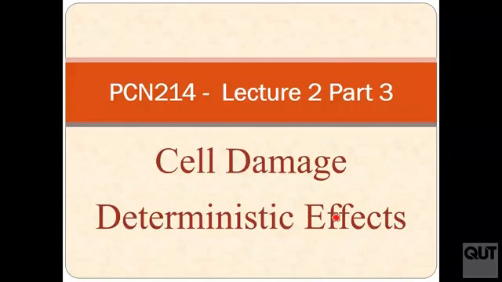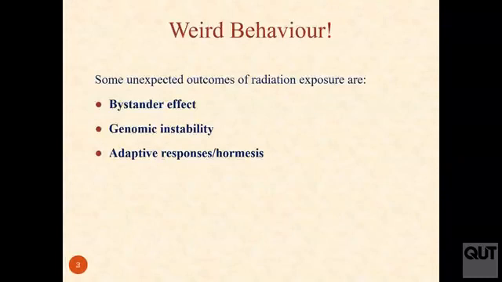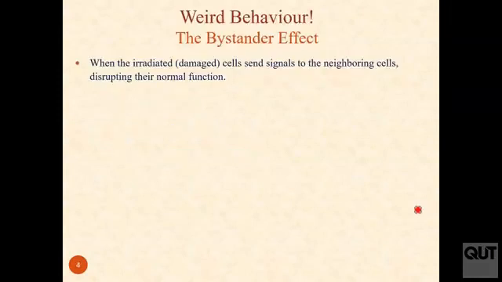Part 3 of the lecture. This is the deterministic effects. Well, actually, let's first have a look at some strange effects that radiation can do that are slightly unexplained. So the first is bystander, the second is genomic instability, and the third is hormesis.